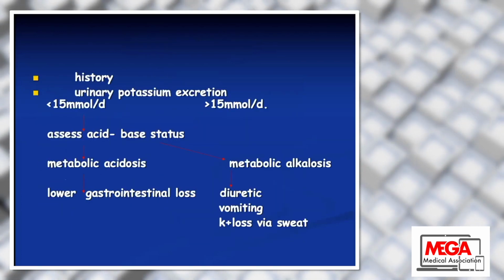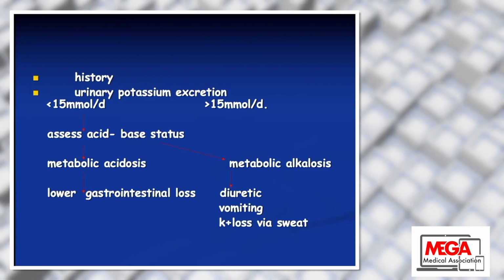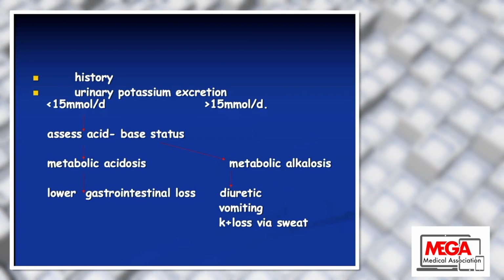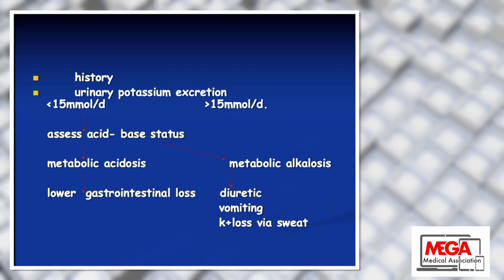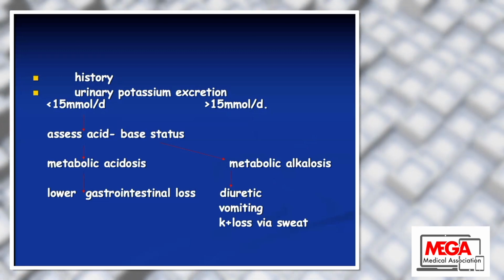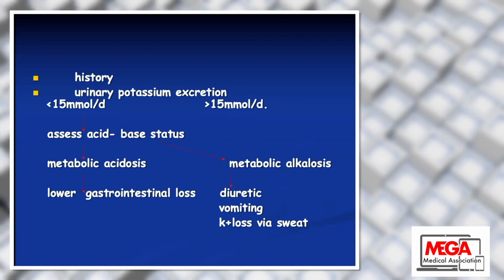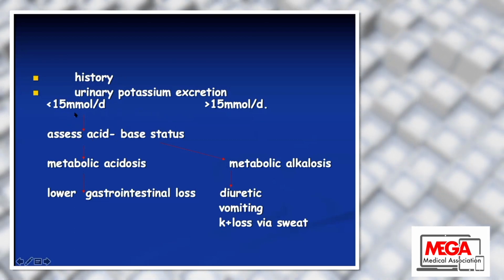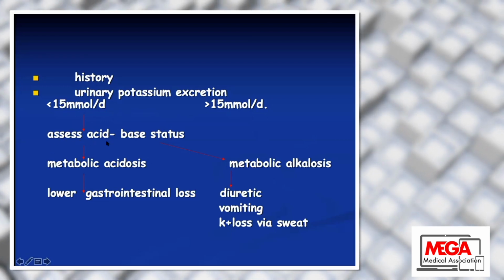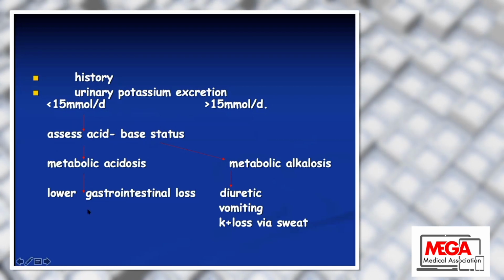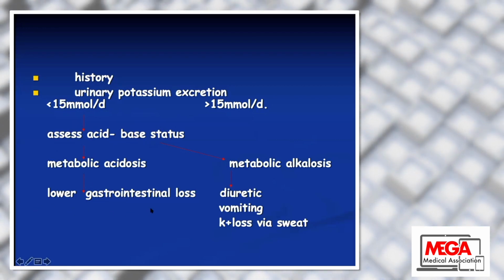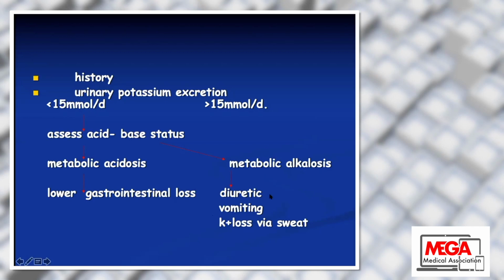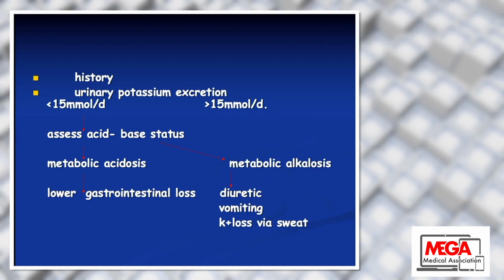The diagnosis, how to reach the diagnosis for the cause of hypokalemia, starting from the history. If there are losses through the gastrointestinal tract, vomiting, diarrhea, or through the skin, or through the kidney with the use of diuretics or hyperaldosteronism, then we assess urinary potassium excretion, potassium in urine. If it is low, below 15 millimole per liter, we assess the acid-base status. In metabolic acidosis, it is a lower gastrointestinal loss as in cases of diarrhea. If it is metabolic alkalosis, it is an upper gastrointestinal loss, as in vomiting, also the use of diuretics or potassium loss through sweating.